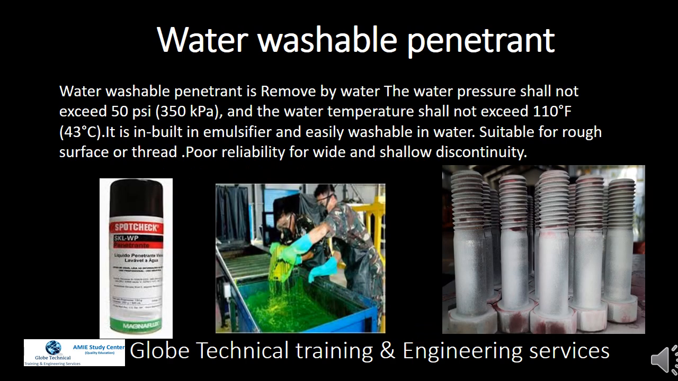Water washable penetrant. Water washable penetrant is removed by water. The water pressure shall not exceed 50 psi, 350 kPa, and the water temperature shall not exceed 110 degrees Fahrenheit, 43 degrees Celsius. It has a built-in emulsifier and is easily washable in water. Suitable for rough surfaces or threads. Poor reliability for wide and shallow discontinuities.